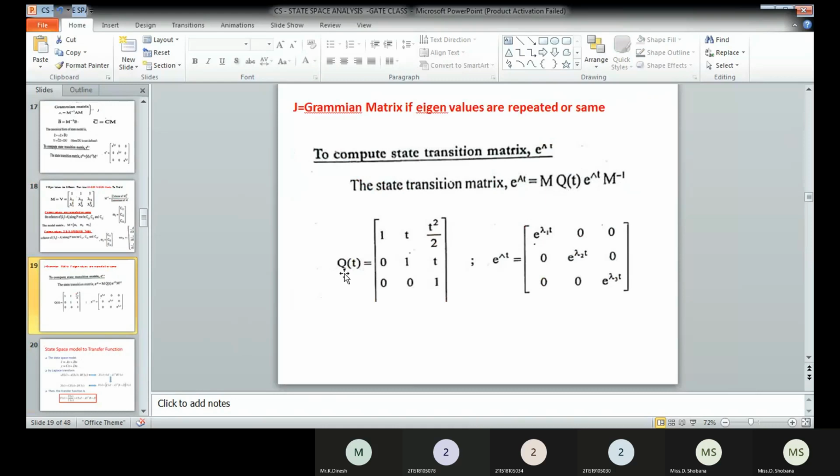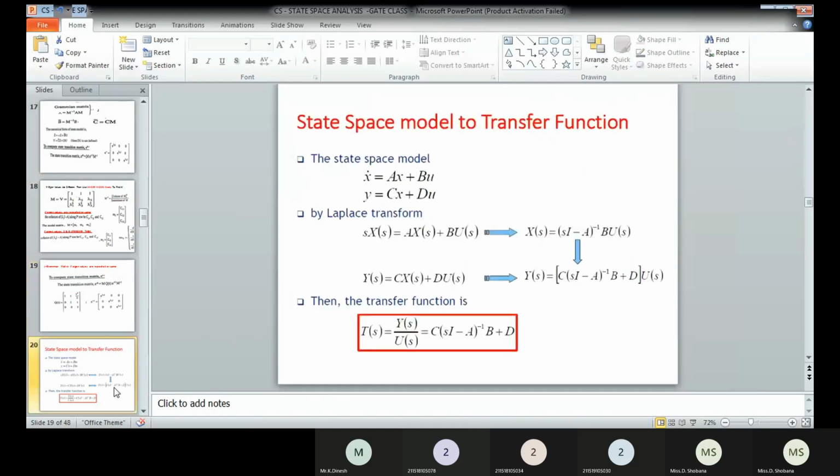Here Q(t) is nothing but a matrix with ones on the diagonal, and the upper diagonal entries will be t and t² divided by 2. So this will be the Q(t). You can substitute that and determine the state transition matrix also. And then we can go on to the next topic. Until now we have discussed how to determine the state space representation of any given system.